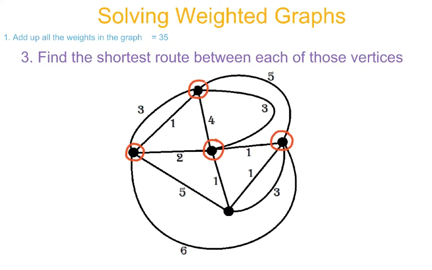Third, we need to find the shortest route between each of those, and because they're weighted, we need to find the smallest numbers that will allow us to get from one odd vertex to the other. So here we can copy this number, but we can also see that it's connected here with the number 1. So the number 1 is going to be the fastest between these two. And then between the next two vertices with an odd degree, our quickest route again is a weight of 1.